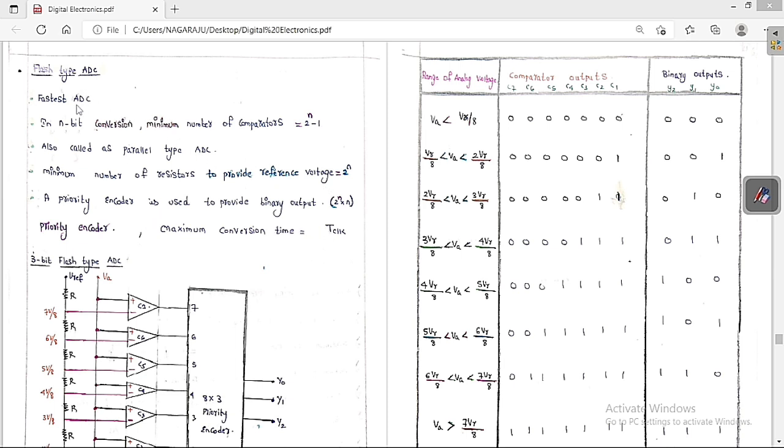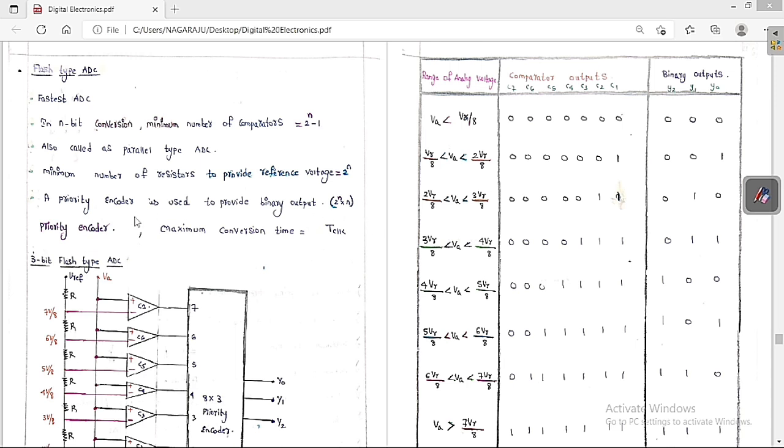So flash type ADC is a very fast ADC because it has the minimum conversion time when compared to other ADCs. That is the reason it is said to be the fastest ADC. In the n-bit conversion, the minimum number of comparators required is 2 to the power of n minus 1. It is also called a parallel type ADC, and the minimum number of resistors to provide the reference voltage is 2 to the power of n. A priority encoder is used to provide the binary output, which is 2 to the power of n cross n, because 2 to the power of n are the input lines and n are the output lines.